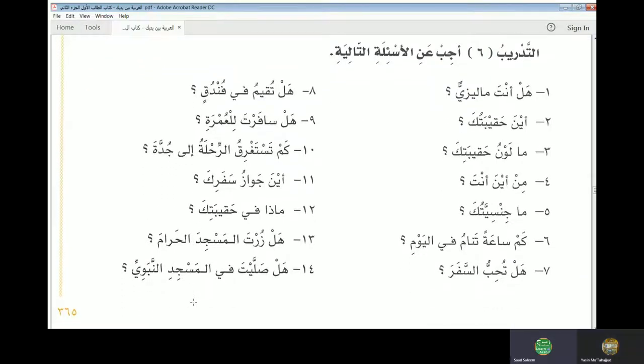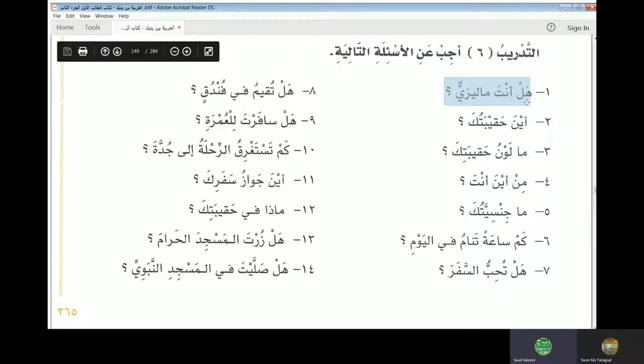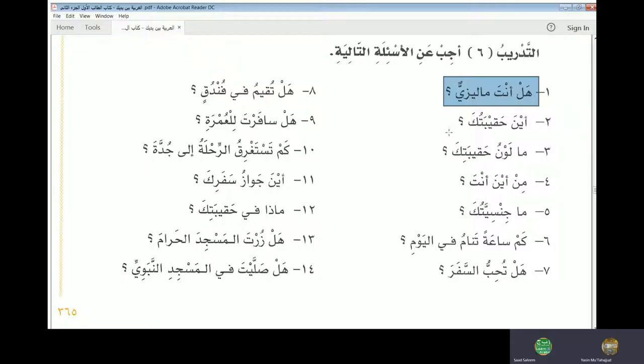تدريب السادس, sixth exercise. أجب عن الأسئلة التالية. Answer the following questions. هل أنت ماليزي؟ Okay. Do I pick one from the list? No. This question is for you. Answer it according to yourself. La ana amriki.